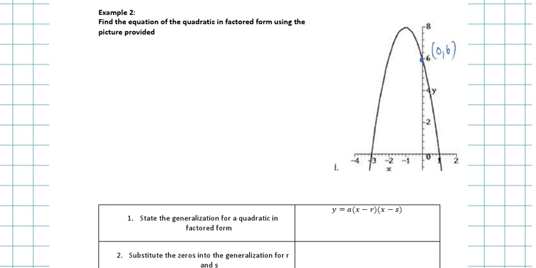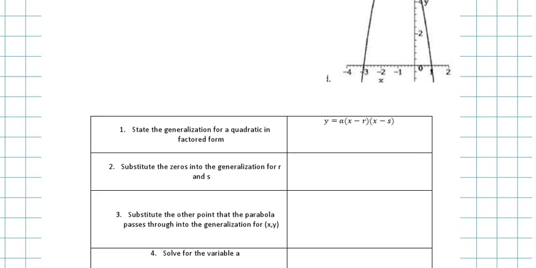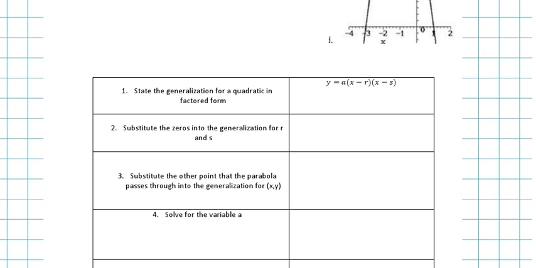So, you have a graph, and the question is asking you to find the equation of the quadratic in factored form using the picture provided. So what form do you need to use? Factored, right? Because that's what the question is asking. These are the steps. Because it's asking you to put it in factored form, you have to start with the generalized formula, which is y equals a bracket x minus s, x minus r.